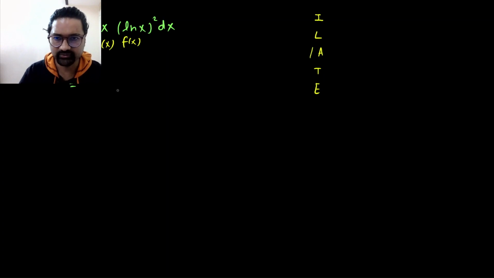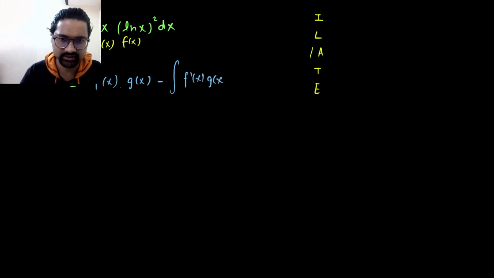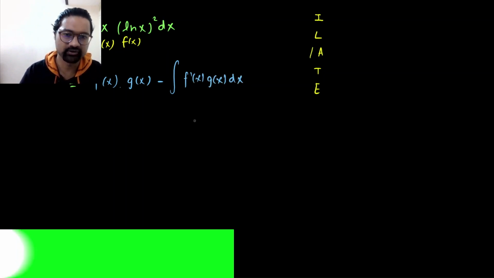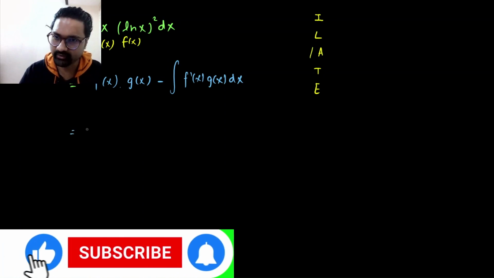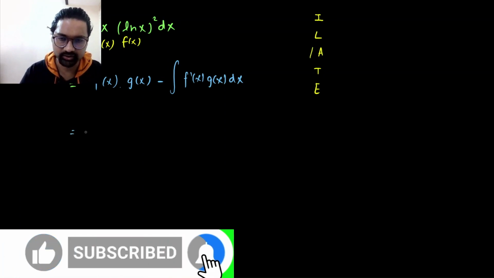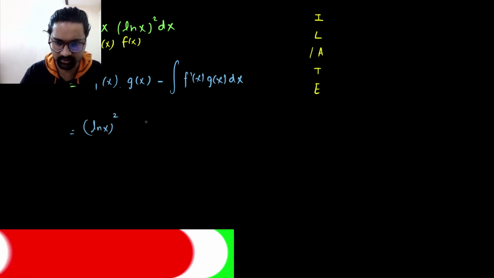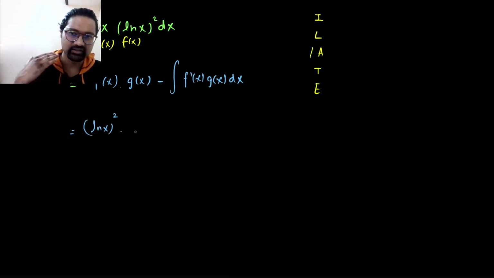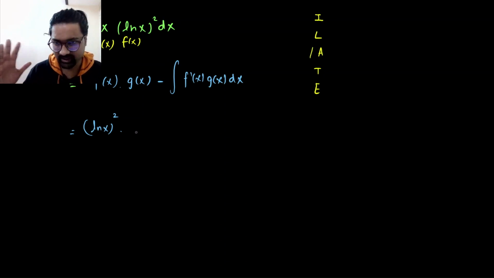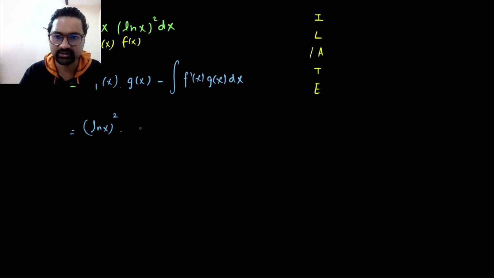As per the formula, we know that the formula for integration by parts states that f(x) remains as it is, then we write g(x) minus the integration of f'(x) g(x) dx. This is the formula for integration by parts. So all we've got to do is just substitute our functions. f(x) is (ln x)², so that's what I write over here. g(x) is nothing but the antiderivative of x, and what is the antiderivative of x? That's x² over 2.